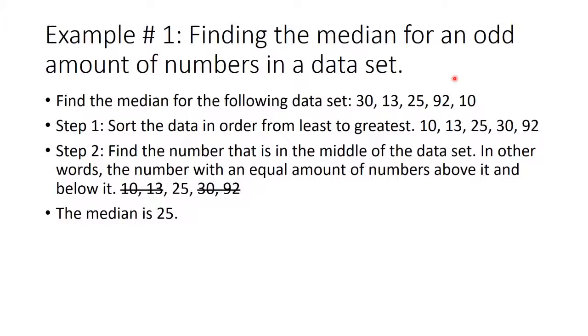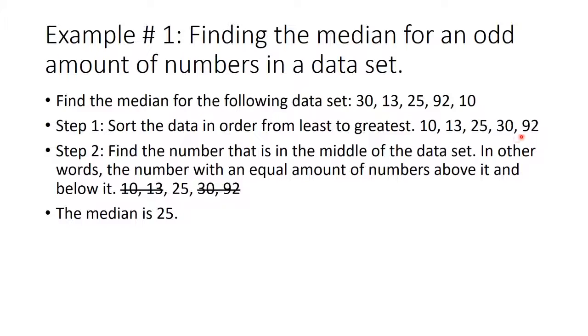For example, I want us to find the median for this following data set, and there are 1, 2, 3, 4, 5 numbers in that data set. That is an odd amount of numbers, so that means we can use these steps to solve it. The first step is to sort the data in order from least to greatest. As you see, I've done that here. I've ordered it from least to greatest.